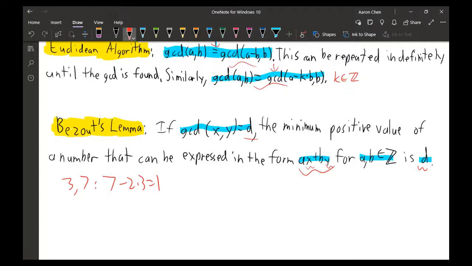Another example here would be 10 and, for example, 24. So 24 times 3 minus 7 times 10 is 2, because 24 times 3 is 72, and 7 times 10 is 70, and 72 minus 70 is 2.